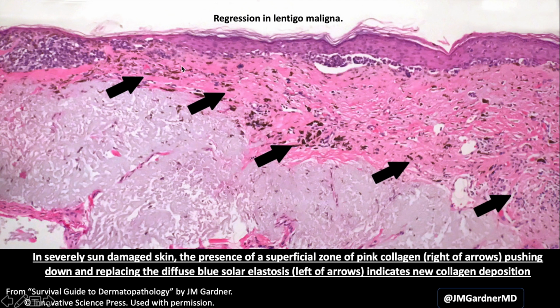Is it there because they had trauma or a previous biopsy and now we have scar? Is it there because there's a desmoplastic melanoma depositing collagen or some other tumor? Or is it there because there's regression? And in this case, you can see a little bit of unzipping right here. So it's evidence of confluent growth, large nests of atypical melanocytes here, and regression-like changes in new collagen pushing down the elastosis.